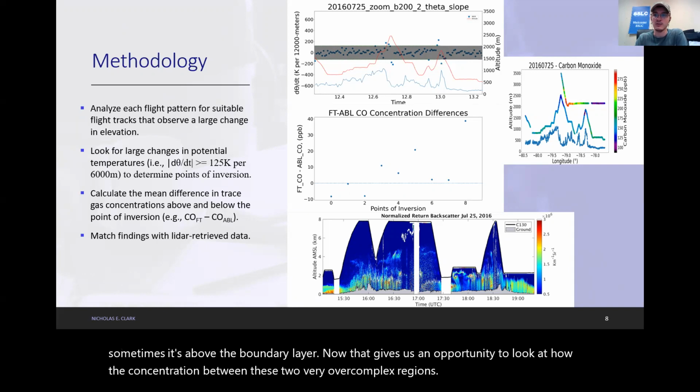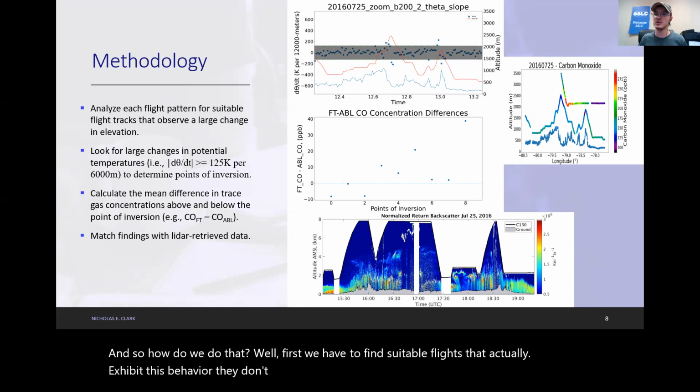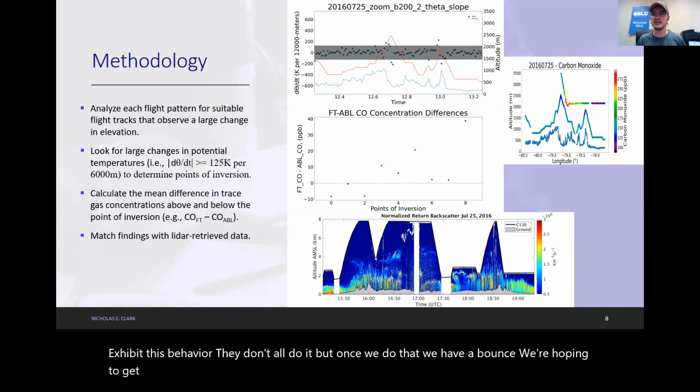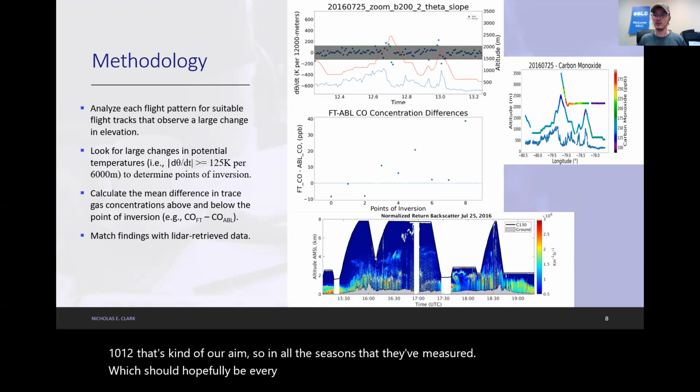And so how do we do that? Well, first we have to find suitable flights that actually exhibit this behavior. They don't all do it, but once we do that, we're hoping to get out to maybe 10, 12. That's kind of our aim, in all the seasons that they've measured, which should hopefully be every season. But yeah, we look for particular aircraft tracks that exhibit this behavior.